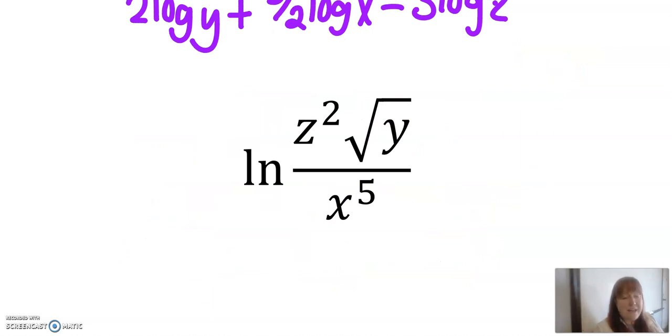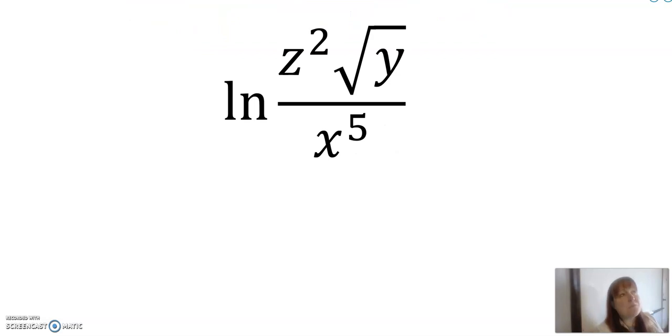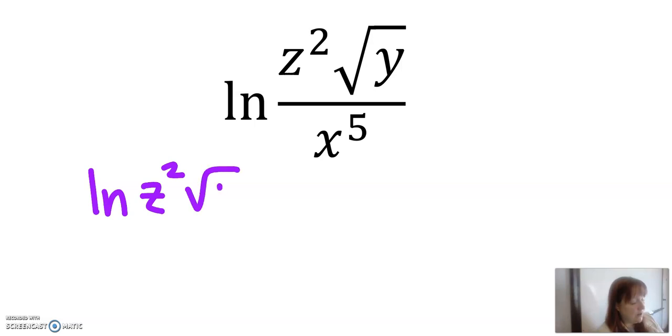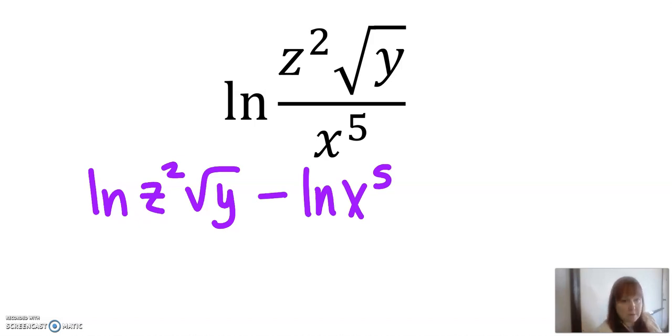Now this one's an ln, but really ln and log do the same thing, right? It doesn't really matter what log base I'm using as long as I keep using that same base. So the first thing I see is a quotient, so we're going to split the quotient. So I have ln of z squared root y, that's what's on top, minus ln of x to the fifth, because that's what's on bottom.